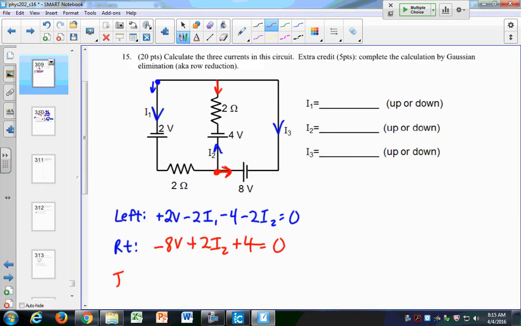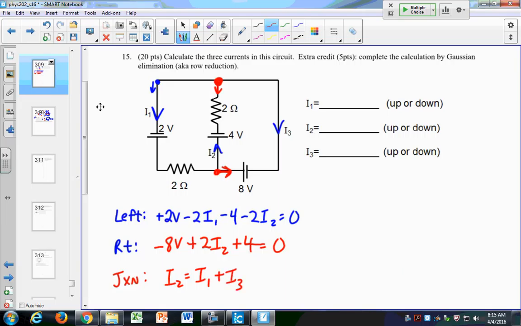And then I write my junction rule. Pick any junction, doesn't really matter. I'm going to pick this junction, but you'll get the same one if you pick the lower junction. Go ahead and write that junction rule. I'll give you about 10 seconds. I'll write it up there. Remember, incoming currents equal outgoing currents. Incoming is what? I2 is right. That's right. Incoming is I2. That's equal to I1 plus I3.